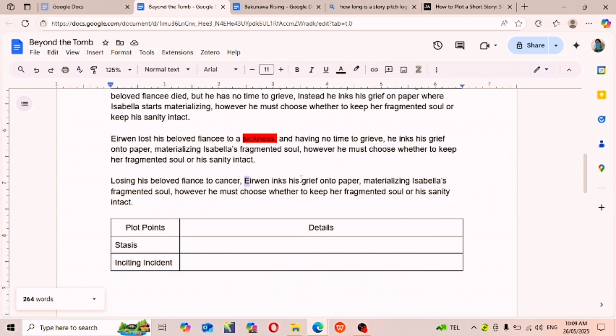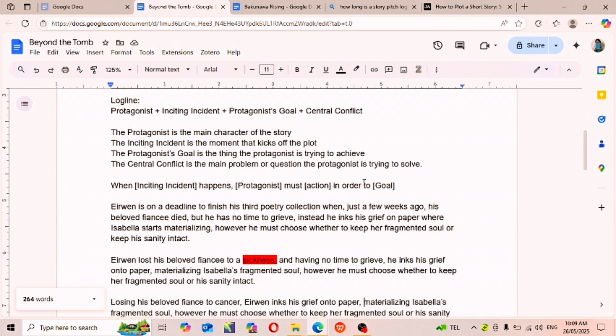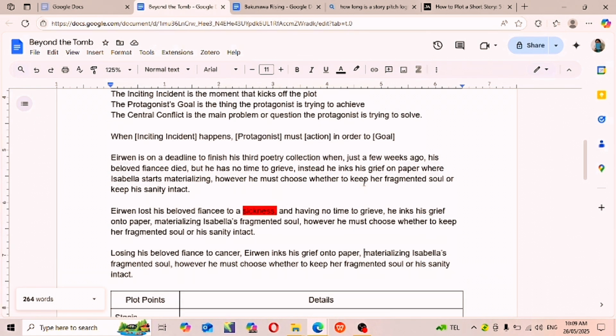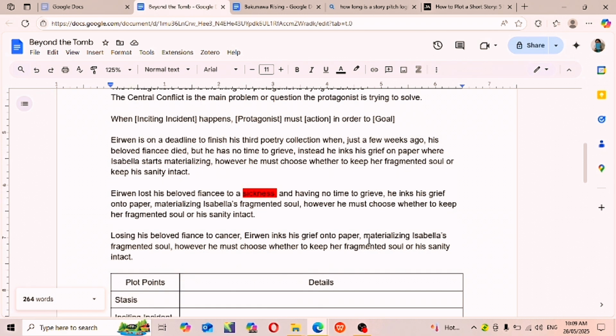And what is his action? He inks his grief into paper. I actually really like how I use the word ink here instead of just the regular word write, because I think that's kind of poetic. It's not really a goal, but more the consequence of inking his grief onto paper. The consequence is materializing Isabella's fragmented soul. I use fragmented to say that her soul is not complete, it's not the same Isabella when she was alive, because this Isabella is already dead. She needs to move on, pass on, and rest in eternal life.